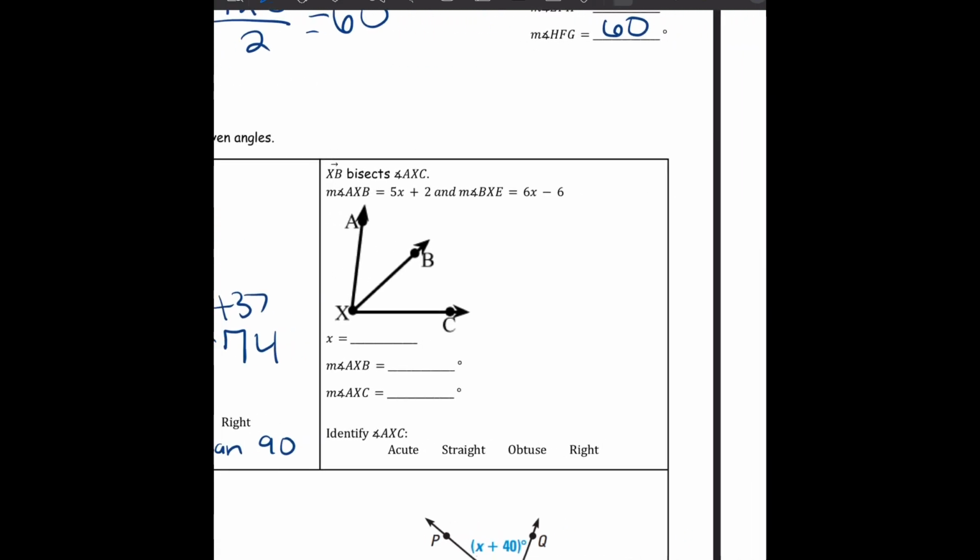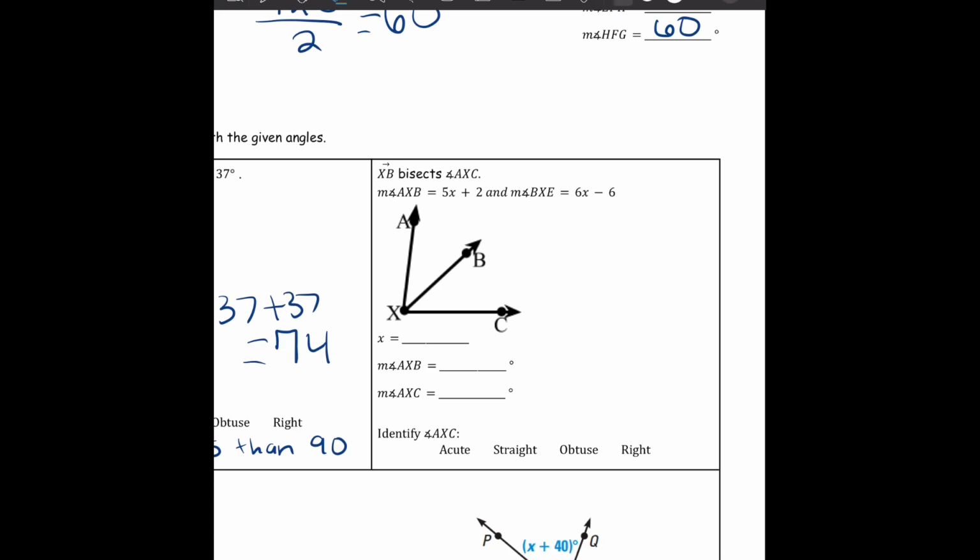Alright, so then we try it again. It says XB bisects angle AXC. It tells us AXB is 5x plus 2, BXC is 6x minus 6. So if this is a bisector, that means these two are the same. So to find x, I can set them equal to each other. So 5x plus 2 equals 6x minus 6.